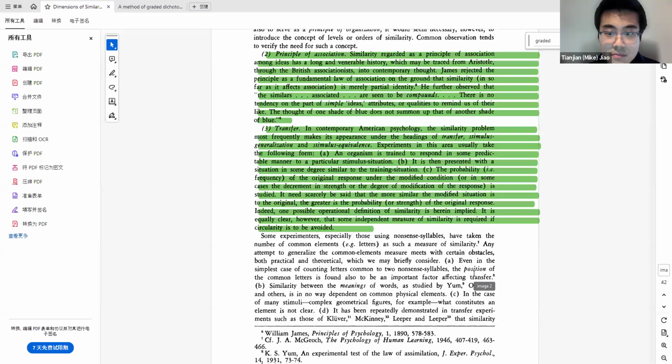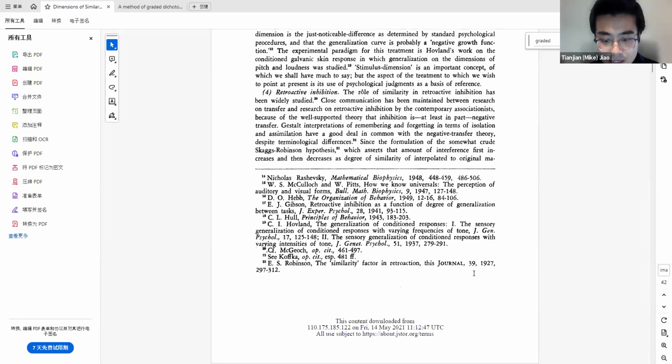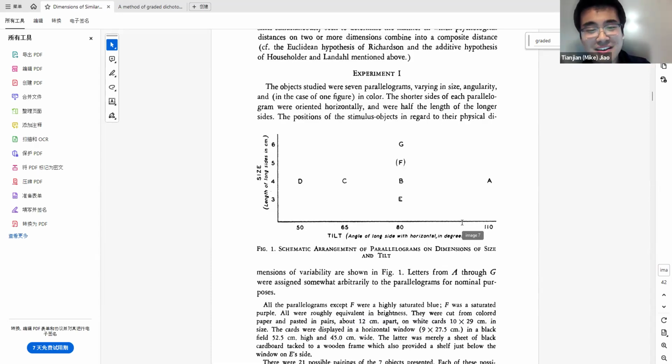So in the first experiment, they showed participants several parallelograms, each with different stimuli dimensions. Maybe good to have a look. Let me scroll down to, yeah, experimental study. Okay. Now, unfortunately, the author did not give pictures of what these parallelograms look like. So we have to use our imaginations here.